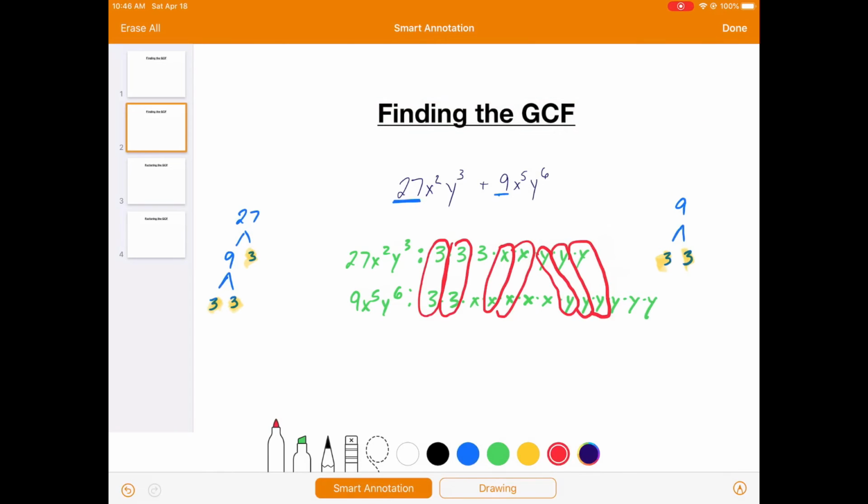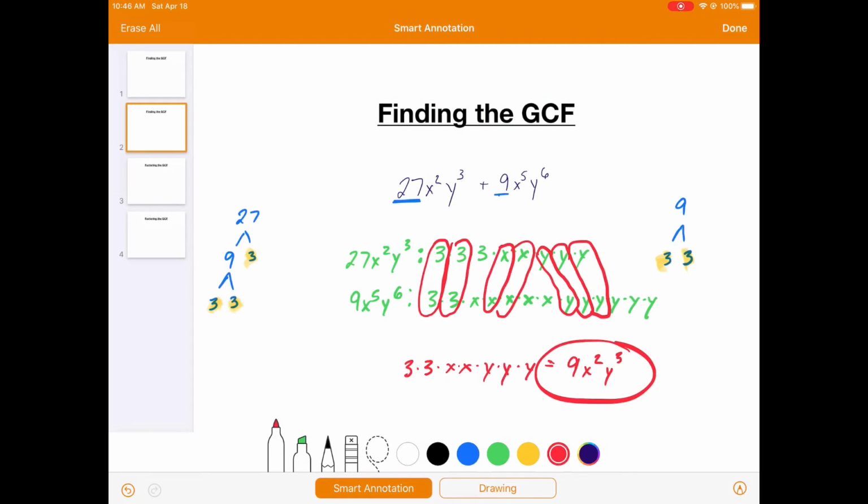So our greatest common factor is 3 times 3 times x times y times y times y. And then when we multiply that out, 3 times 3 is 9, x times x is x squared, and y times y times y is y cubed. And that would be our greatest common factor.